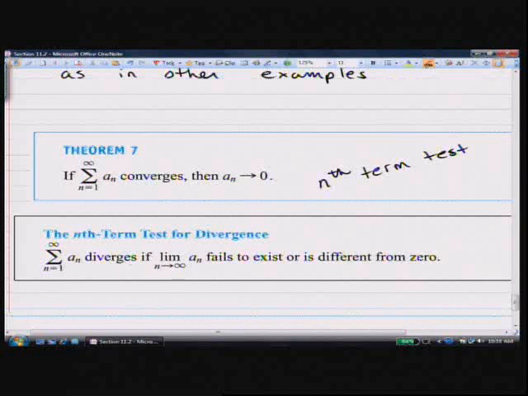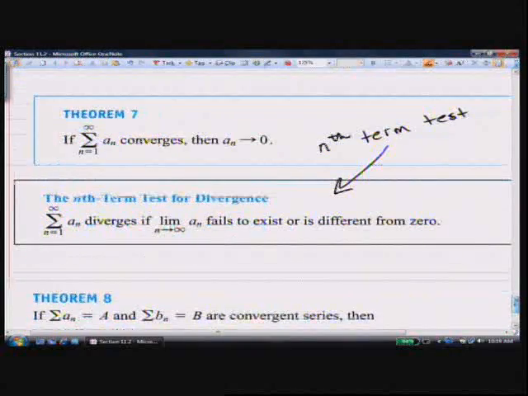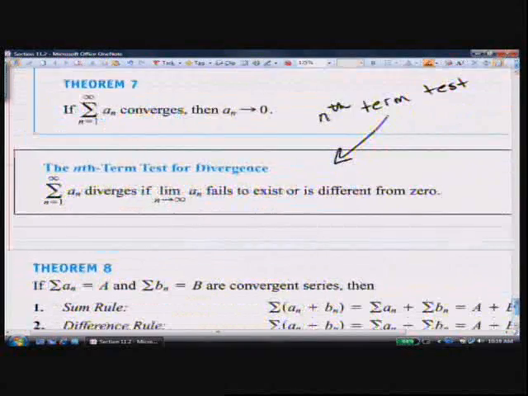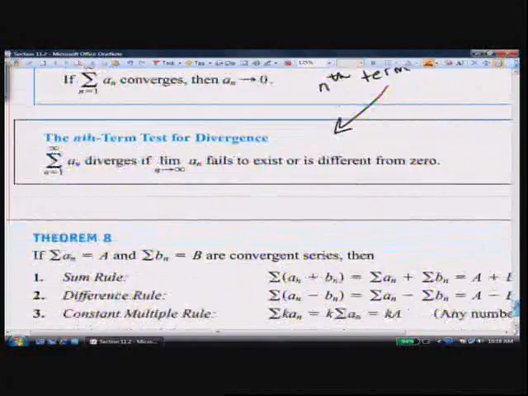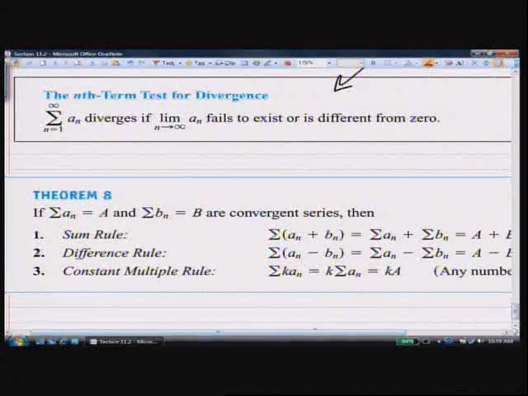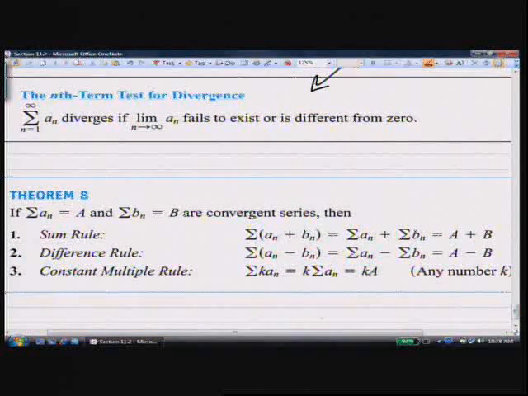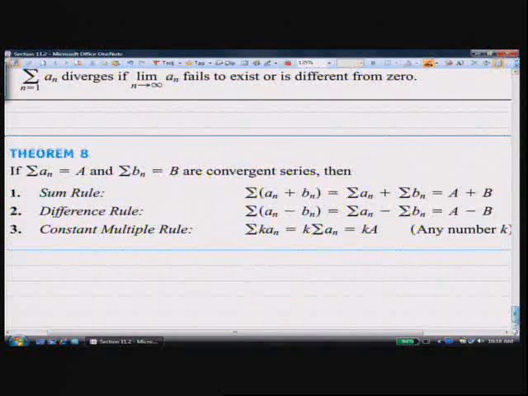You know that it's going to diverge if the nth term fails to exist or is different from 0. If you look at the nth term as n goes to infinity, and it doesn't go to 0, then it's not even worth talking about. You're done. The series does not converge. You have these formulas: if you know that they're both convergent, then you can get the sum, the difference, and the constant rule. That should make some sense to you.